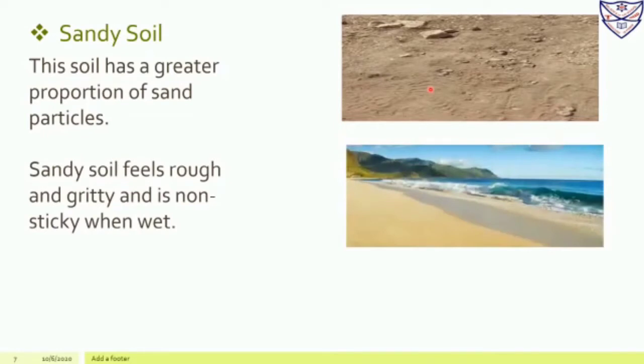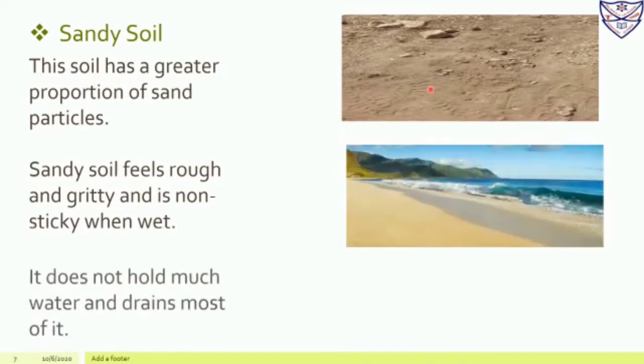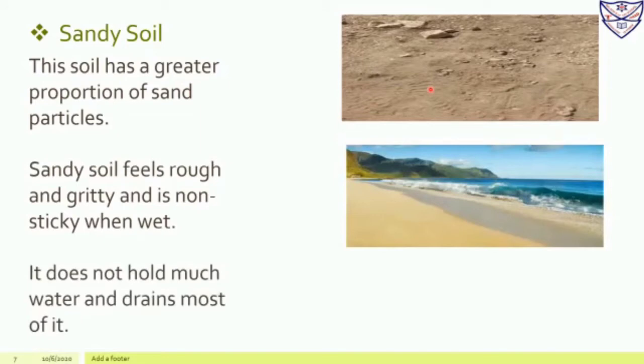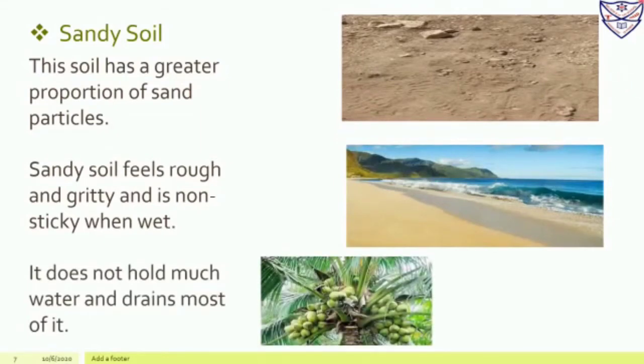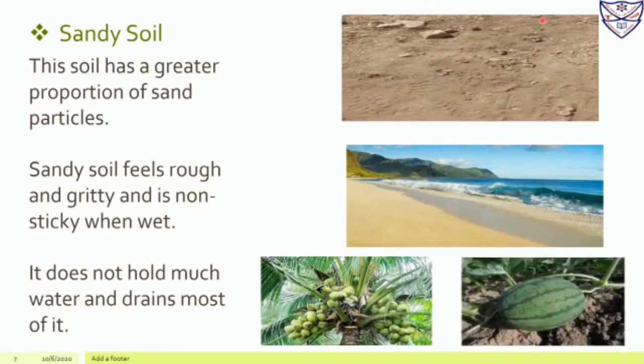It is very low in nutrition because the nutrients are usually washed away. Particles are formed from weathering of shale, limestone, granite and quartz, etc. And some examples of sandy soil: the crops and trees which are grown in sandy soil are coconut tree and watermelon.